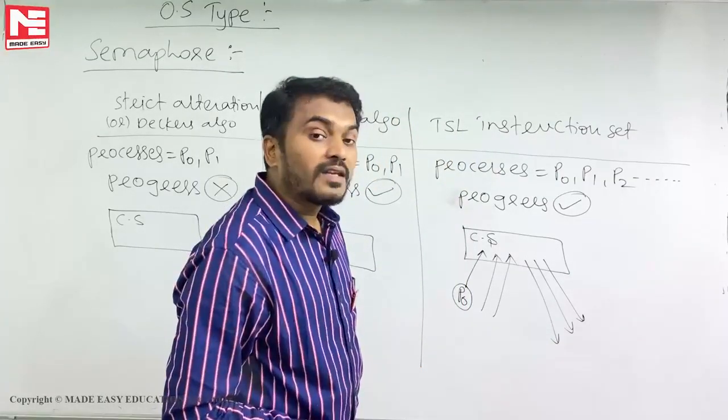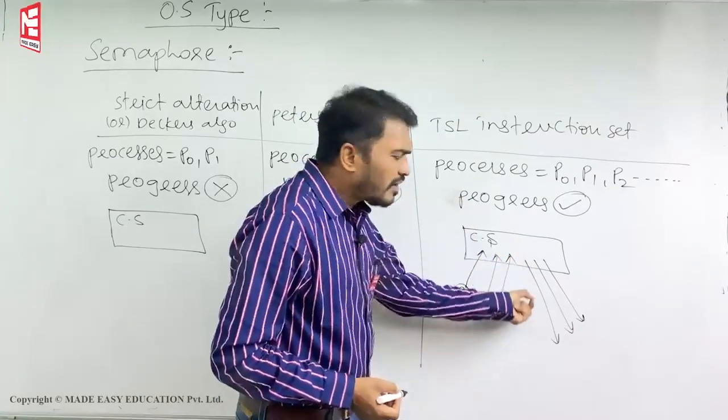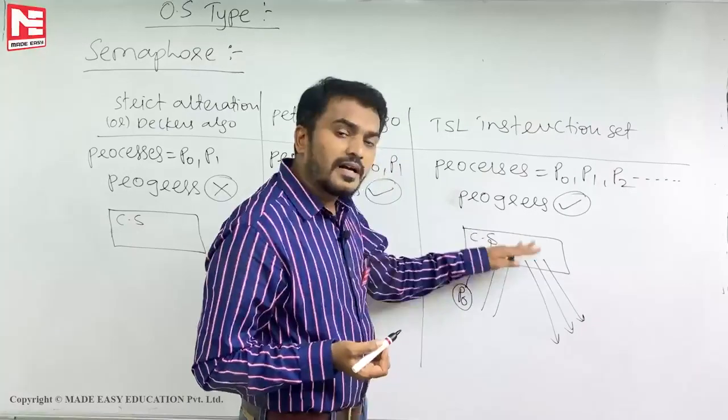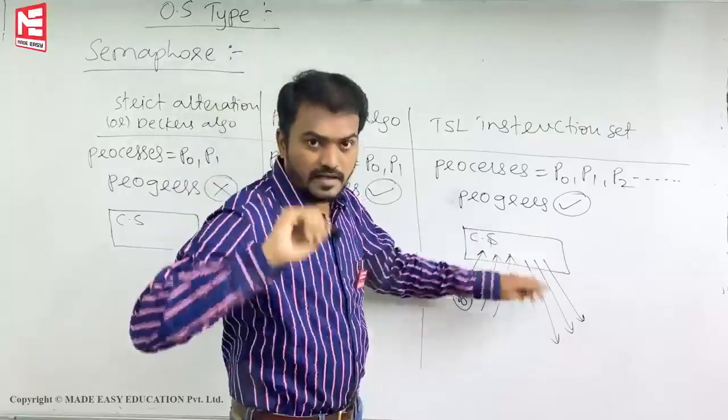So no problem. What does this mean? Whenever the critical section is free, it can come any number of times and it can go any number of times. When the CS is free, it can come and go any number of times, therefore progress is satisfied.